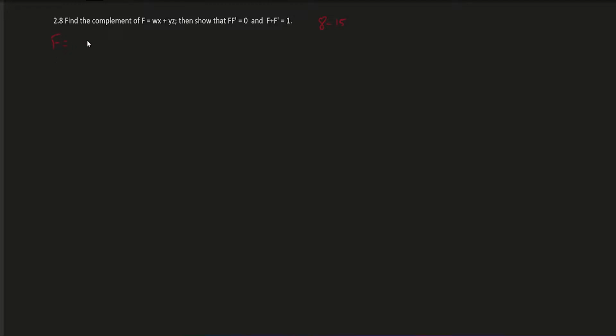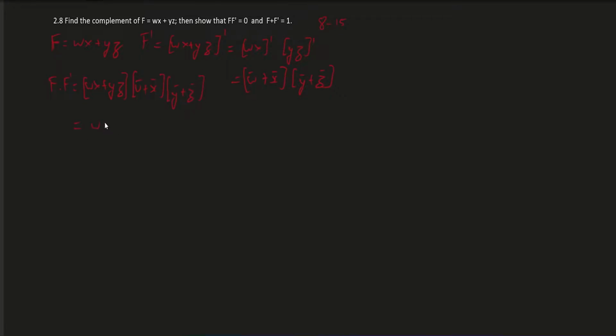So let me write f equal to wx plus yz, and f dash will be wx plus yz the whole bar, and using De Morgan's theorem we will have wx over bar, yz over bar. Again using De Morgan's theorem we will have this. Now f into f dash is wx plus yz multiplied by w bar plus x bar multiplied by y bar plus z bar.